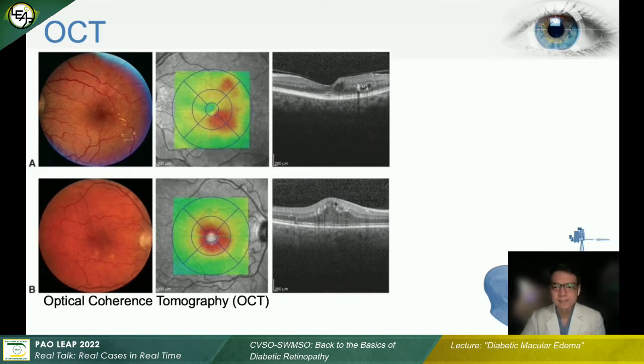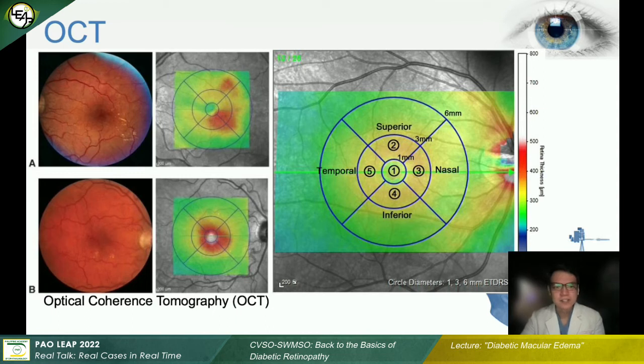The standard ETDRS subfields divides the macula into central subfield or foveal, the inner macula, and the outer macula with the following diameters. Moreover, OCT is a more sensitive method for objective evaluation of vitreomacular interface abnormalities, which include VMA, VMT, and ERM. Identifying vitreomacular interface abnormalities is crucial when diagnosing the etiology of macular edema, whether it is primarily that from DME or secondary causes of vitreomacular interface abnormalities or combined mechanisms.